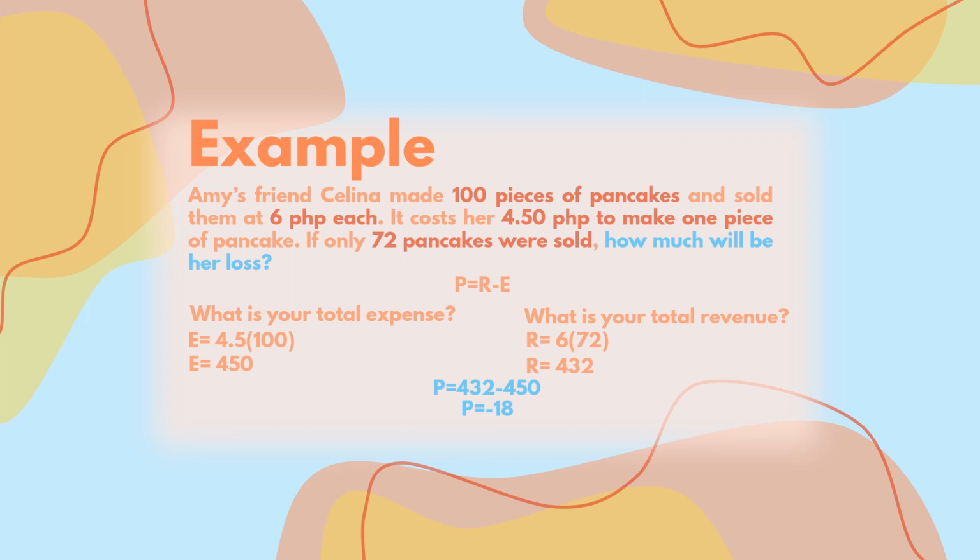So, as you can see, dito sa question na to, nag-negative yung sagot natin. Ibig sabihin, nalugi pa siya. So, kung ang puhunan niya ay 450 pesos, 432 lang yung nabenta niya. Ibig sabihin, hindi niya nabawi yung pinangpuhunan niya. Kaya siya ay may loss.